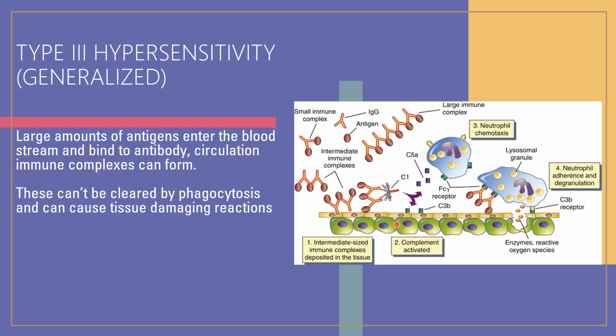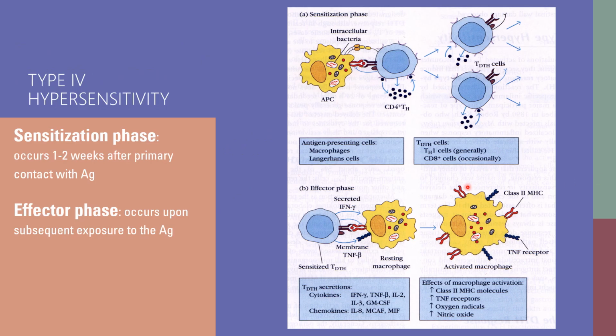So you can see that there are complement system activated and chemotaxis of neutrophil and then damage of the tissue. Now, the type 4 hypersensitivity. This is also termed as a delayed type of hypersensitivity. So the type 4 hypersensitivity has two major phases, yung sensitization phase and the effector phase.